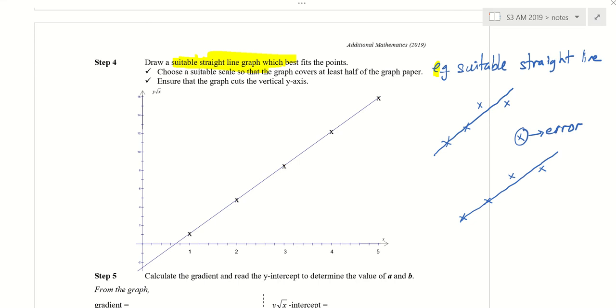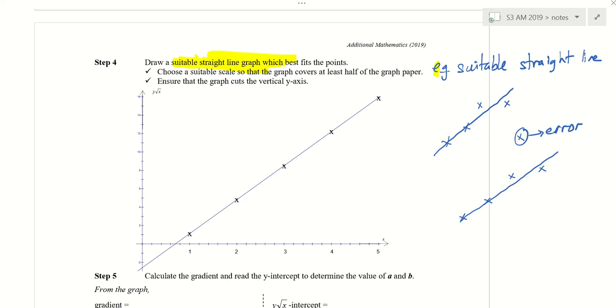Then the question will ask you, hey, can you identify which point is the error? Then you will say, oh, this is the error, because this is too far out. There's no way I can draw a line. If I make my line join this point, then you realize that all the others will be way below. So it's very obvious this is the error. 2 marks is given for you to identify the error point. You must be able to identify it.